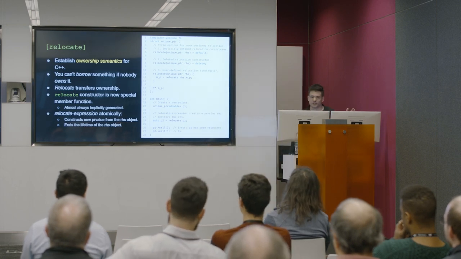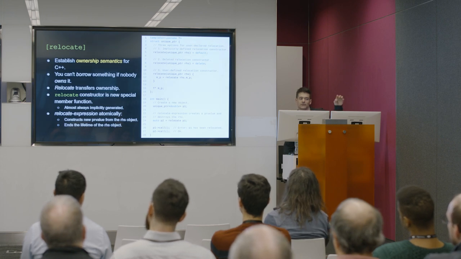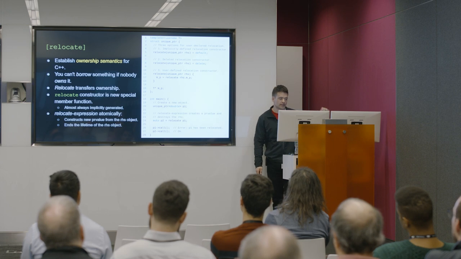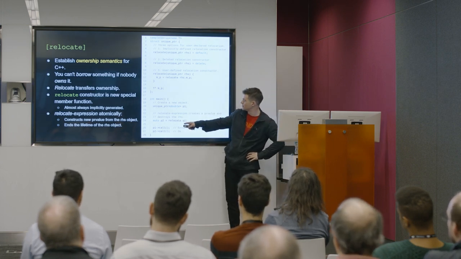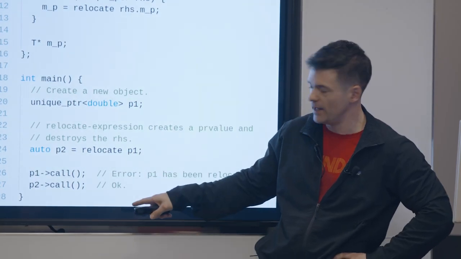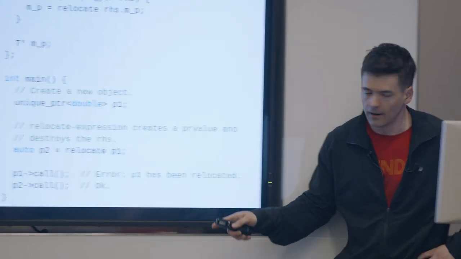Here, we're going to add a new special member function called the relocate constructor. And this is a constructor, even though it uses the relocate keyword. And it's only called from a relocate expression, line 24. So you create an object here. And I would say, oh, I'm going to relocate this. And now I can call it from P2, but if I call it from P1, P1's dead, right? And static analysis would tell us, oh, P1 has been relocated, right?